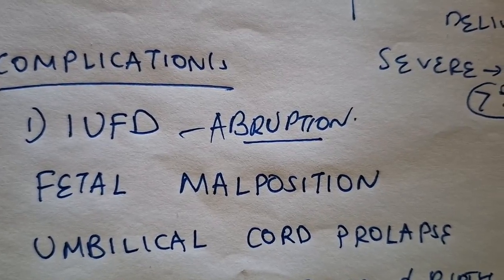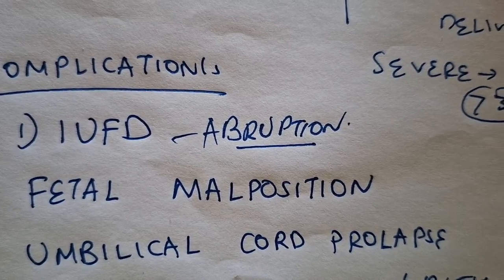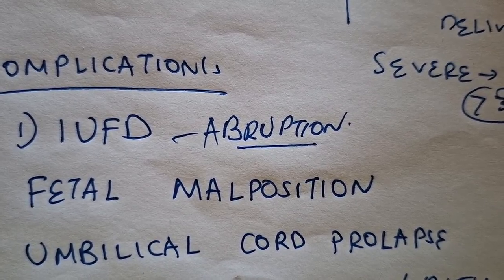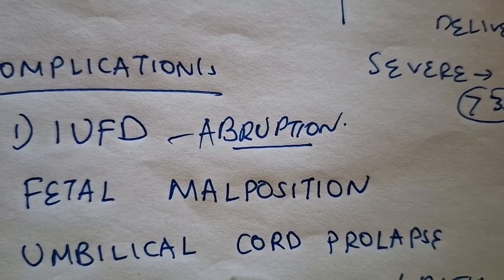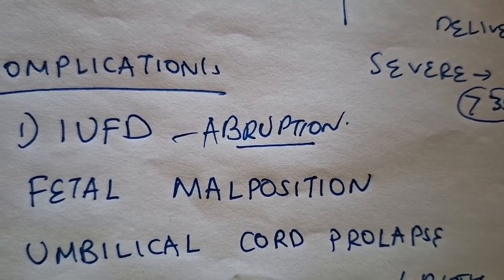Umbilical cord prolapse occurs because now we are having a lot of fluid. Again, because of the same thing, the fluid around the baby is too much, and this might lead the cord to be the presenting part of the baby, and this can lead to fetal compromise.